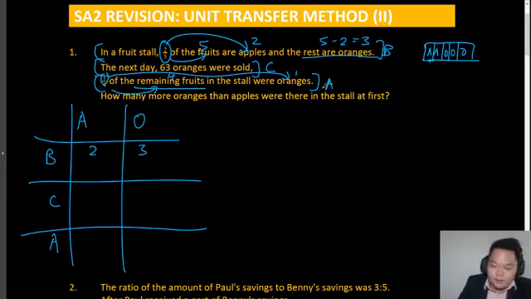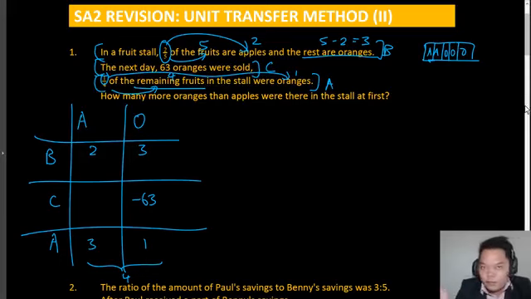So the next day, 63 oranges were sold. 1/4 of the remaining fruits in the store were oranges. So there will be 1 out of a total of 4 blocks that are oranges, which means that the remaining 3 would have to belong to the apples. Okay?